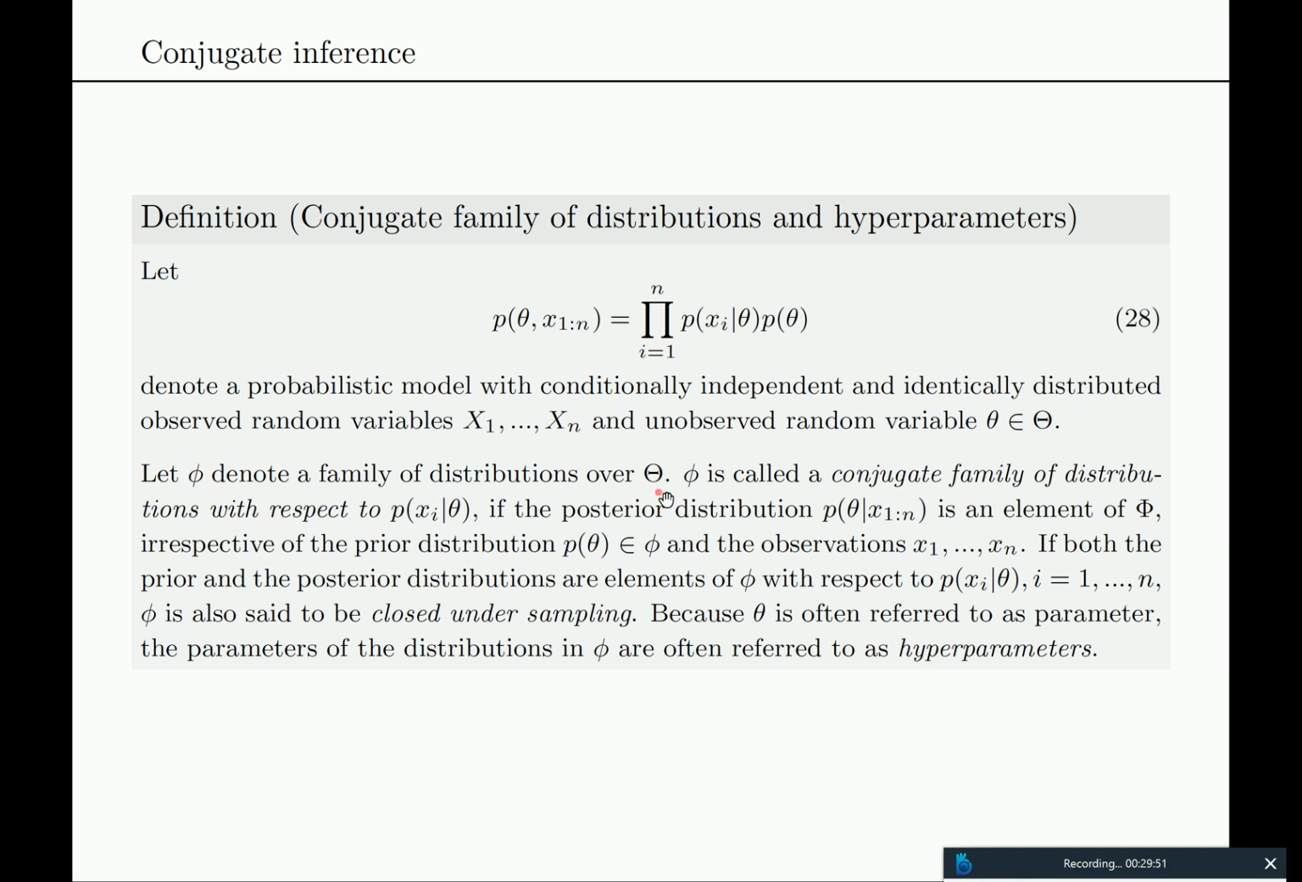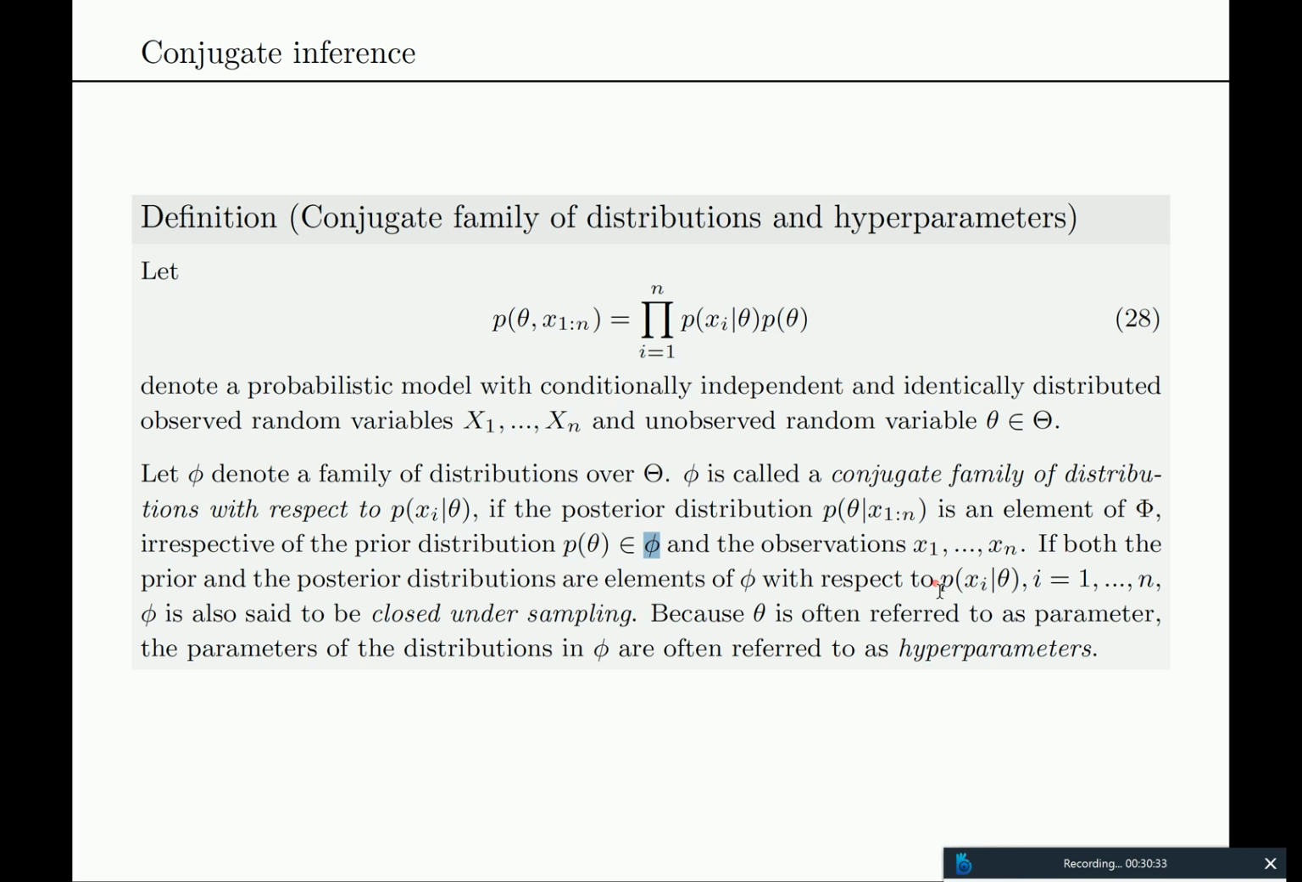Phi over theta, and phi is called, so this is a definition from DeGroot and Schervish, phi is called a conjugate family of distributions with respect to the data likelihood if the posterior distribution is an element of phi, irrespective of the prior distribution, which is also in phi, and the observations. What this wants to say is, if your prior is, for example, a beta distribution, you sample some data and you inform your prior distribution based on the data, and your posterior distribution is again a beta distribution but with different parameters, then it's a conjugate case.